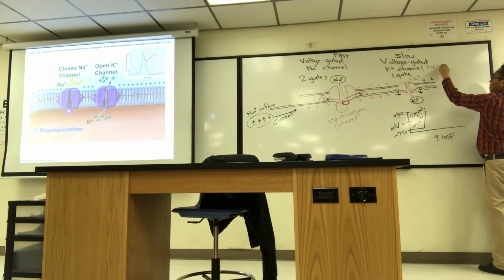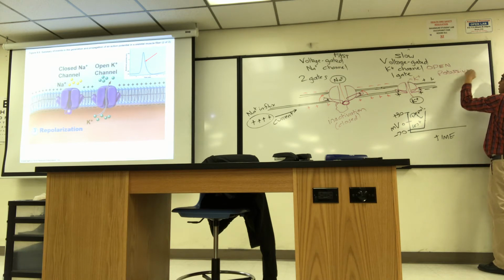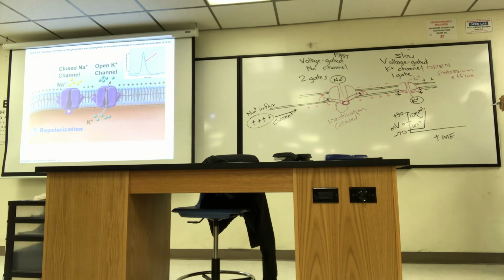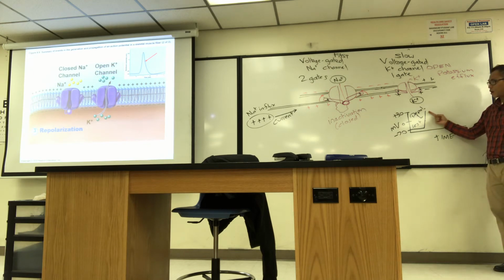This gate's open. Potassium efflux, which is the opposite of sodium influx. Something is not coming in, something is now leaving. Efflux. So if a positive charge is leaving the inside of the cell, does that make the inside of the cell more positive or more negative if positive is leaving? Negative. So that'll start to repolarize your membrane potential back to rest.